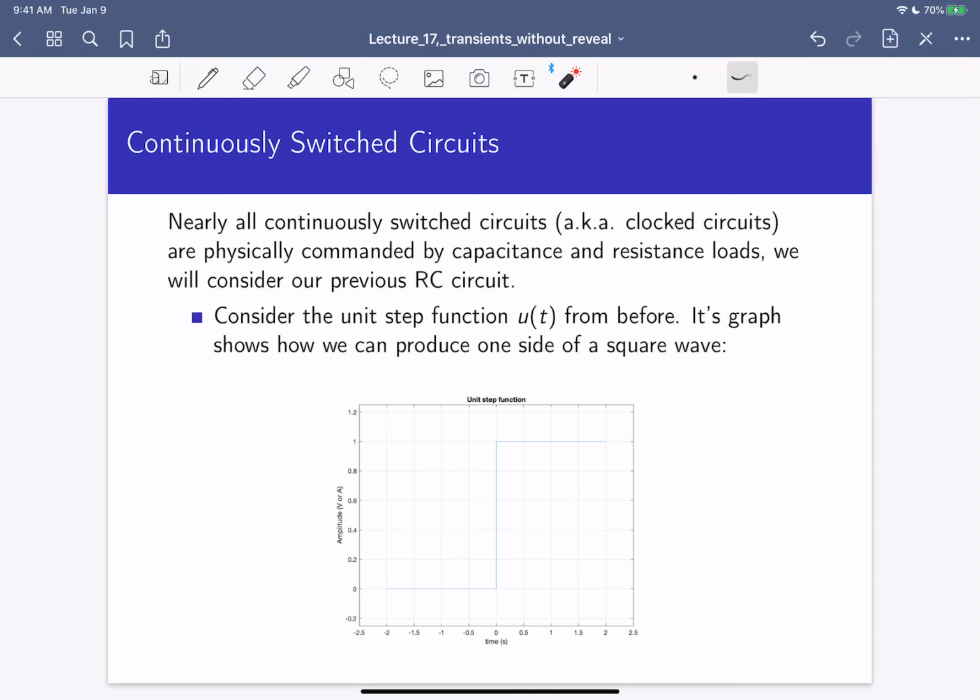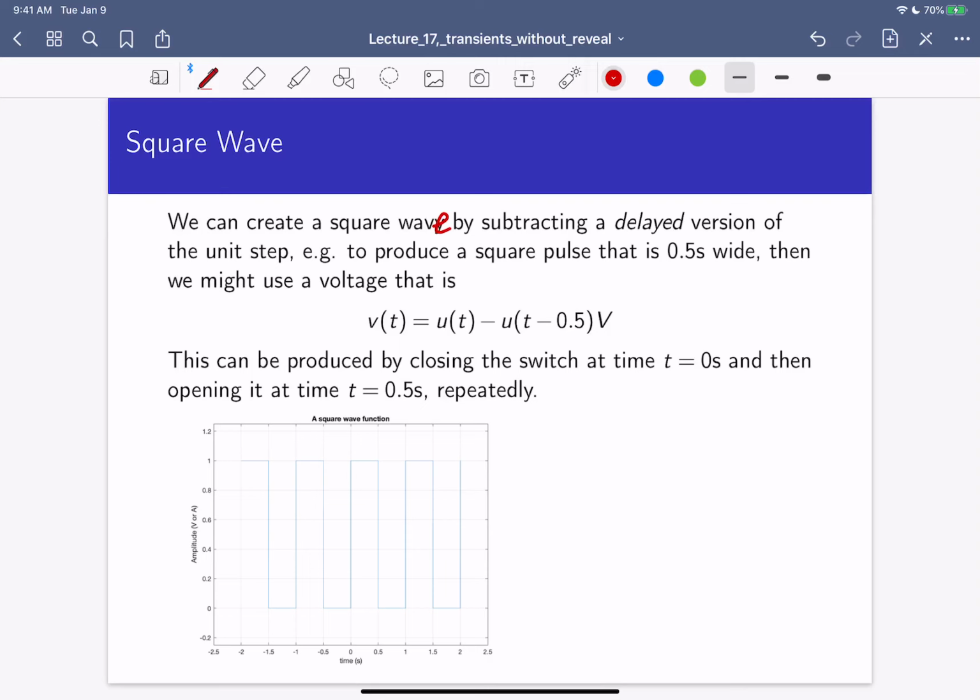We can combine that idea to create a square wave by subtracting a delayed version of that unit step. This will give us a square pulse that is 0.5 seconds wide for this example. So we say that v(t) is equal to the unit step u(t) minus u(t − 0.5). That's the unit step delayed. And this will give us a pulse.